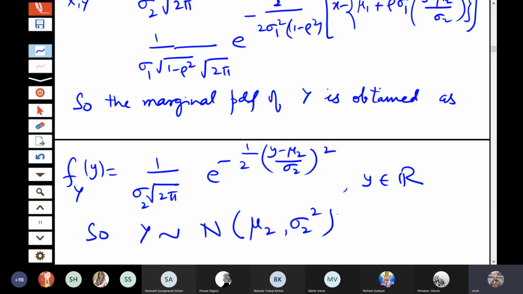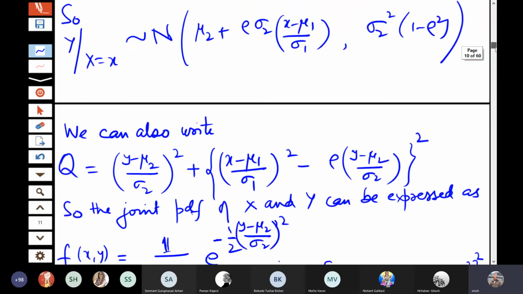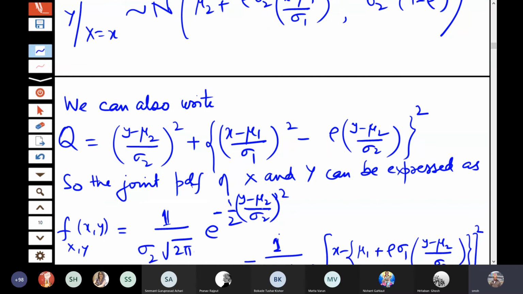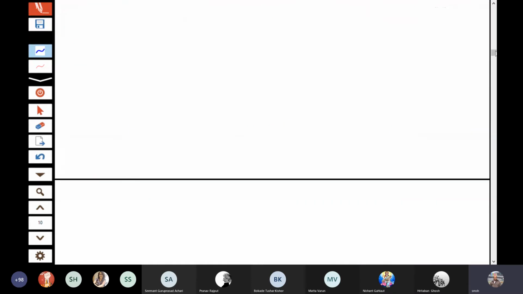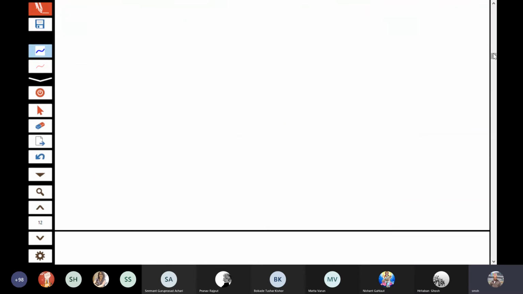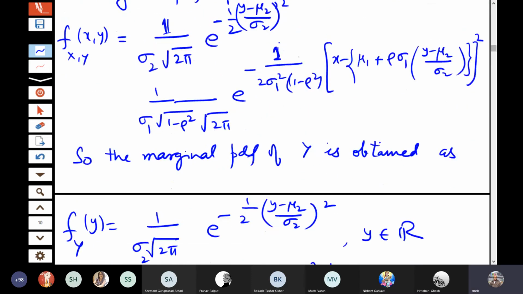And you can immediately see the conditional distribution of x given y also, because if you divide the joint distribution by this term, exactly this term will get cancelled out and you will be left with the second part here. The second part is nothing but again a normal distribution with mean mu 1 plus rho sigma 1 into (y minus mu 2) by sigma 2 and variance sigma 1 square into 1 minus rho square.